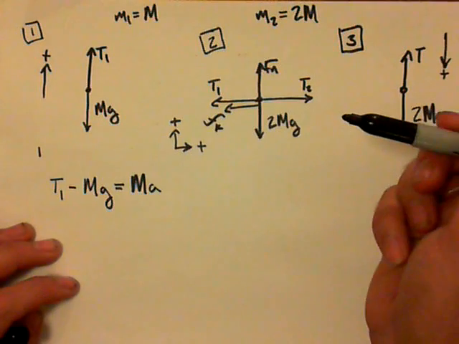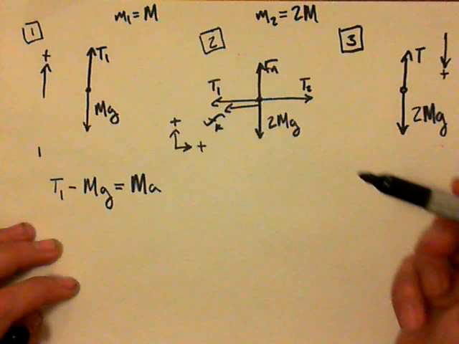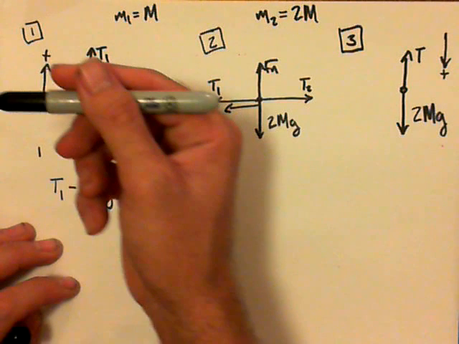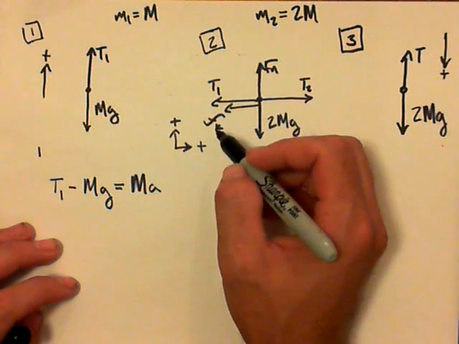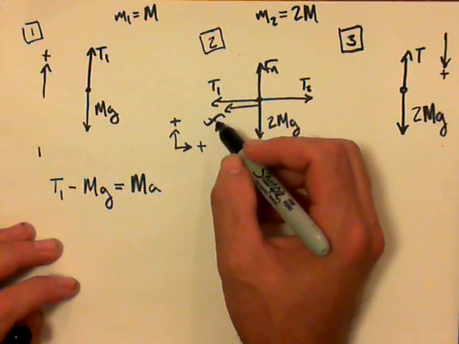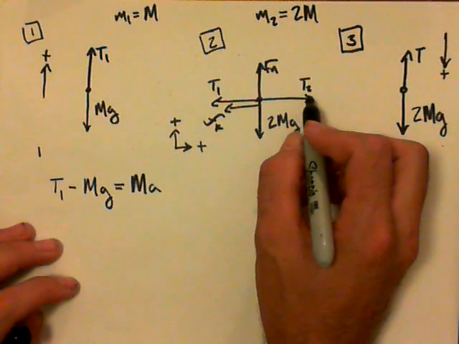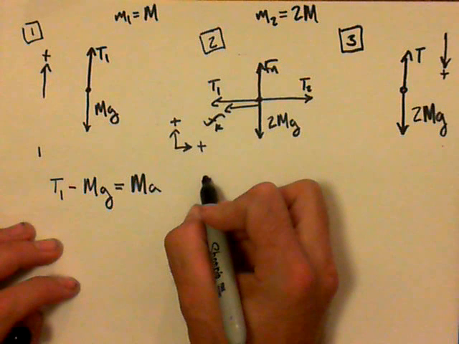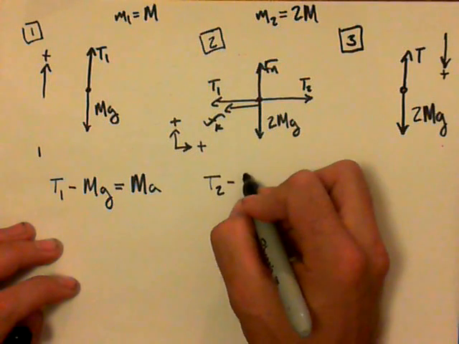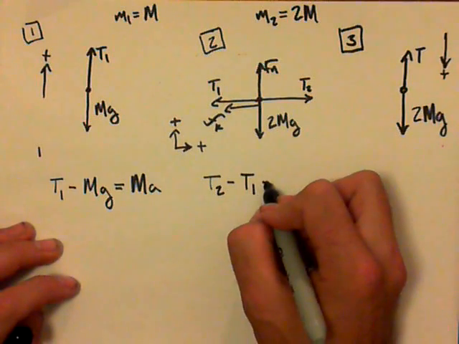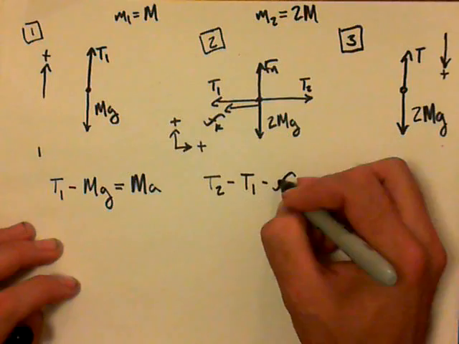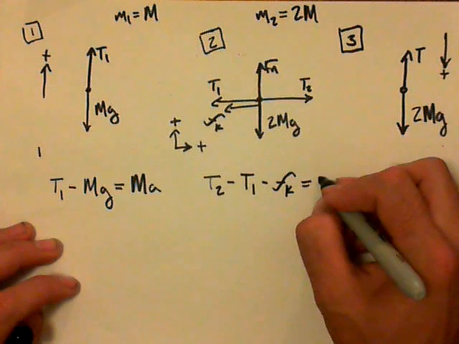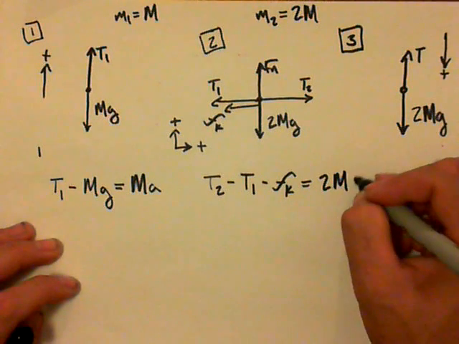It would be like I have the tension pulling this way, and then also friction is creating a force going to the left. So those, T1 and my frictional force, will both be pulling against T2, which is going in the positive direction. So I got T2 minus T1 all minus frictional force equals 2MA.